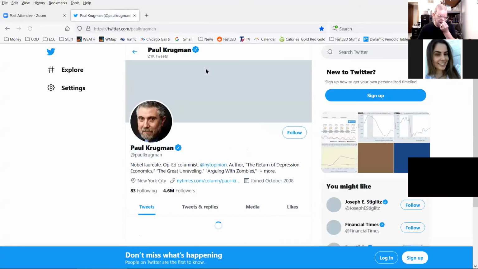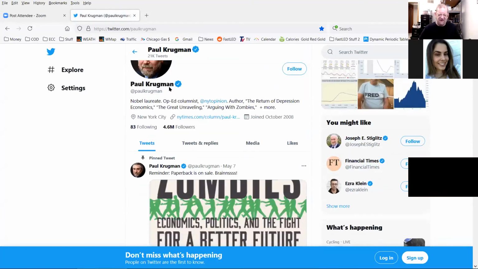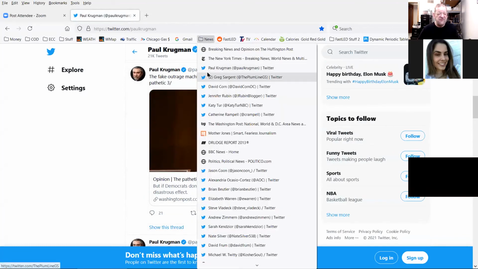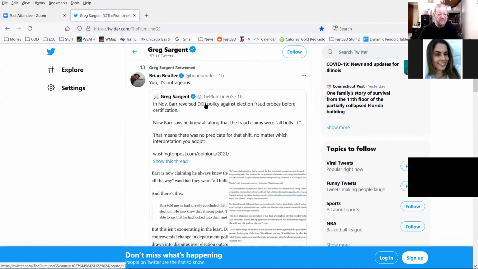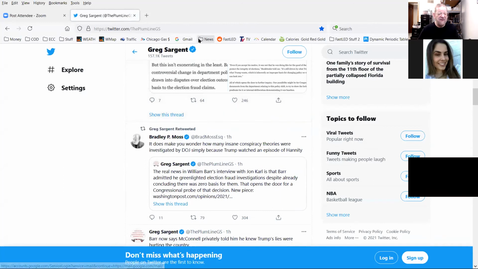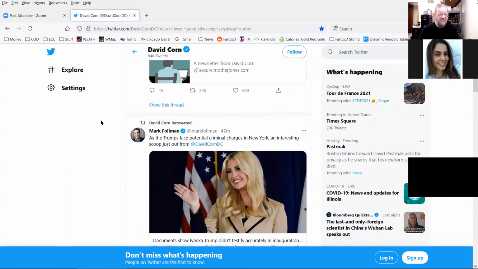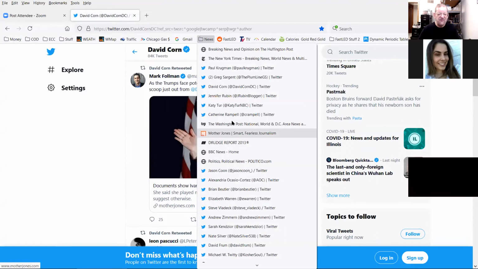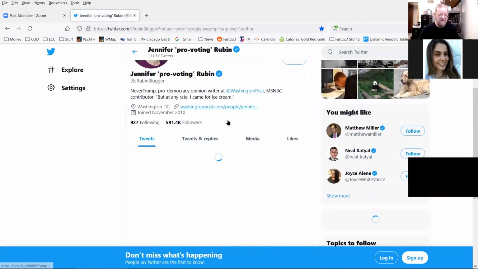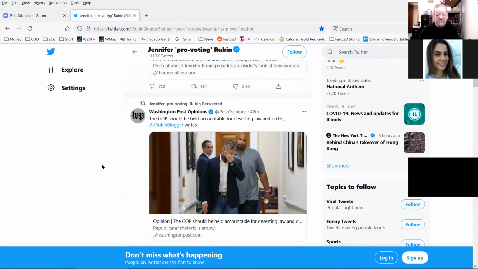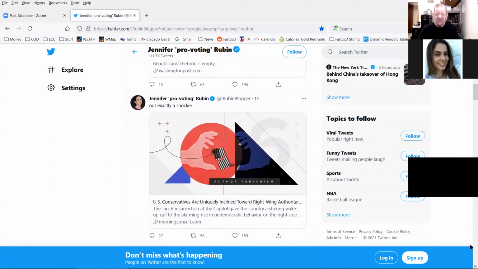Time to get going. And on a personal note, if you aren't following the following people on Twitter, you should be. Let me show you a few people. If you're not following Paul Krugman, I have for many years. He's a Nobel laureate and he's really good. You should follow his stuff on Twitter. Another person who's really good is Greg Sargent on Twitter, and I read him every morning or a couple times during the day. Another one, I think from Mother Jones, yep, I'm right, David Corn, has a lot of good stuff. And one more, Jennifer Rubin from the Washington Post. She has a lot of good stuff. And that's my personal thing.